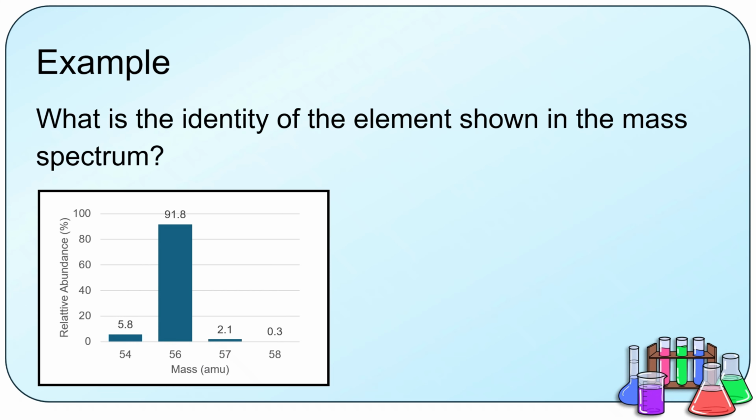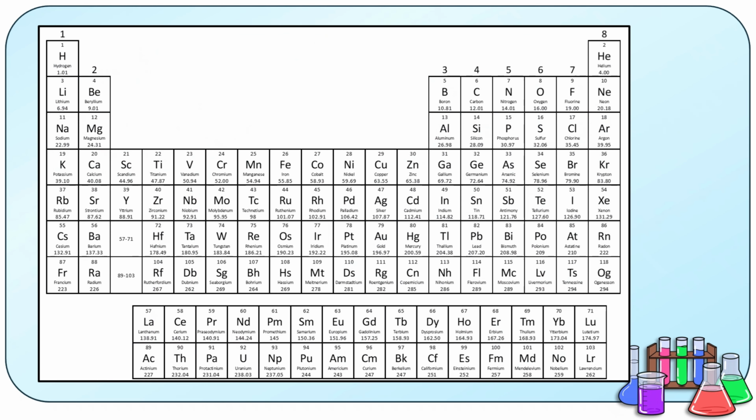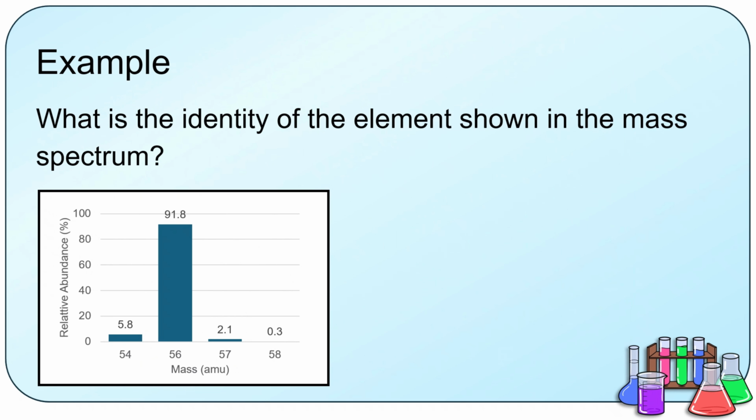First of all, my first look at the spectrum tells me that this element has 4 isotopes because there are 4 bars. The most abundant isotope has a mass of 56 because that's my highest bar. I can already start to guess what element this is because I can go to the periodic table and see which element has a mass closest to 56. That would be iron.